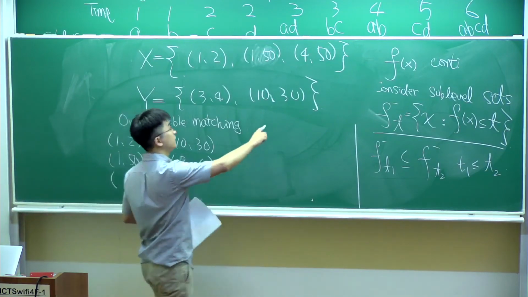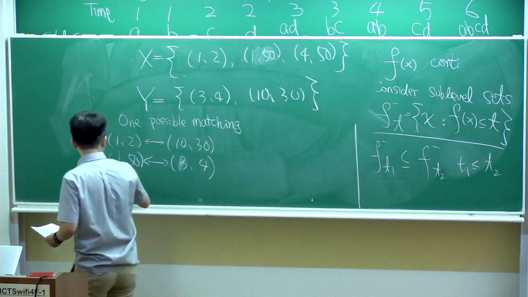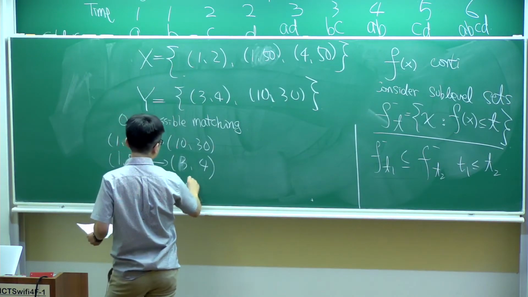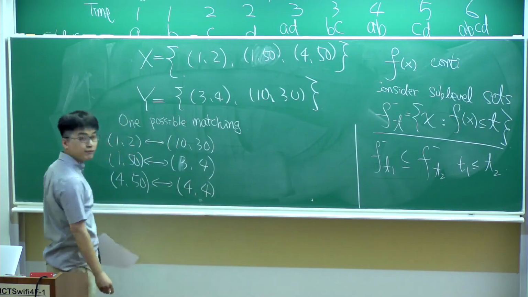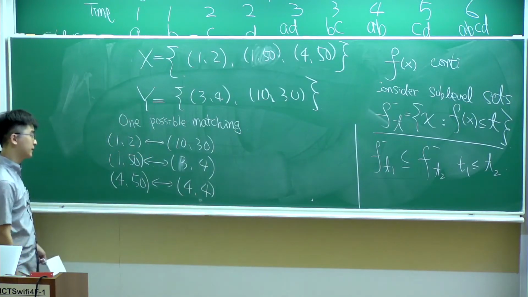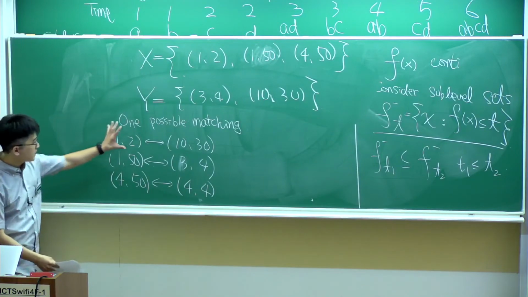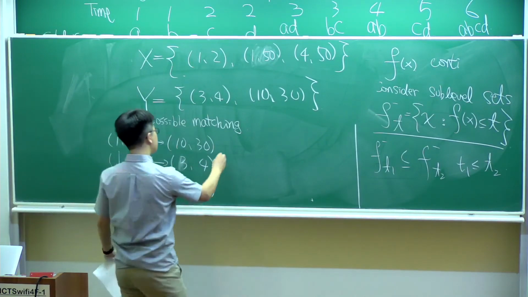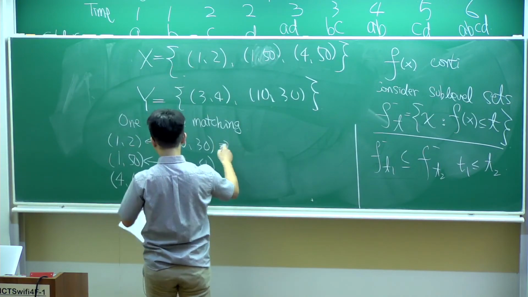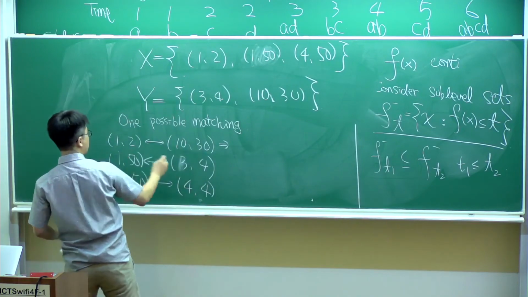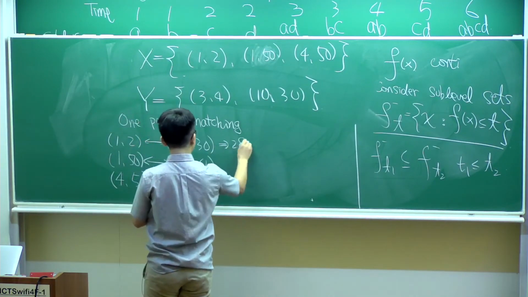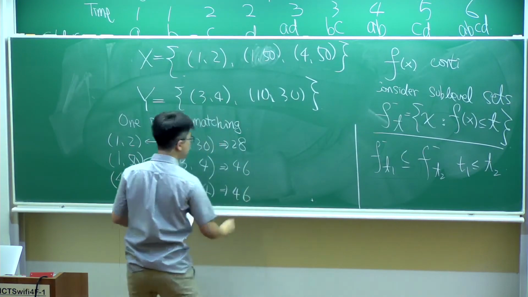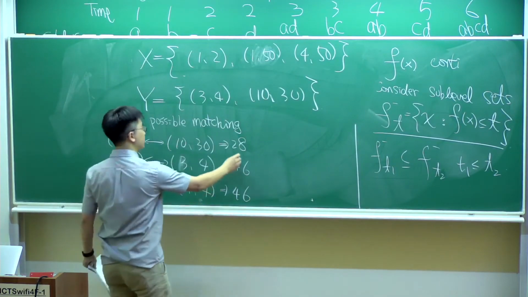And the one left behind, you can match to any point on the diagonal. So I can match it to 4, 4, you can match to 5, 5, 6, 6, 7, 7, and so on and so forth. And once you have a matching, you calculate the distance between these pairs of points. The distance is the maximum distance. So you have 28, 46, and then you take the maximum one.